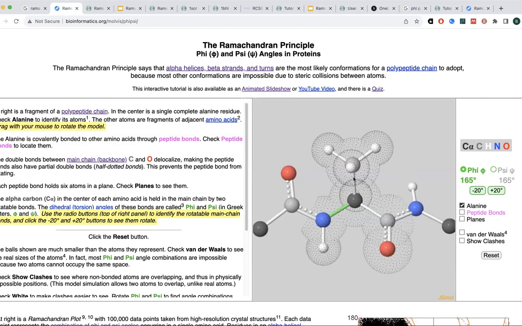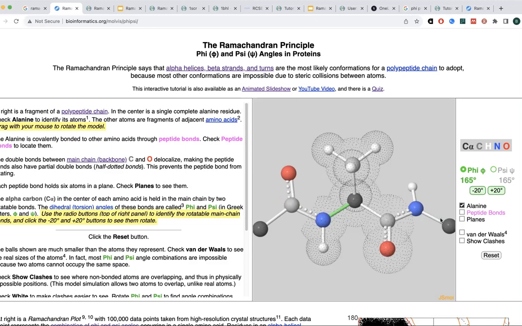Now, you'll see that alanine is connected to those amino acids through peptide bonds. Remember, as the dotted lines are showing us, these bonds have resonance stabilization. The electrons are delocalized between this carbon, this oxygen, and this nitrogen. And this makes it so that it has partial double bond character. And if it has partial double bond character, you can't rotate around it.